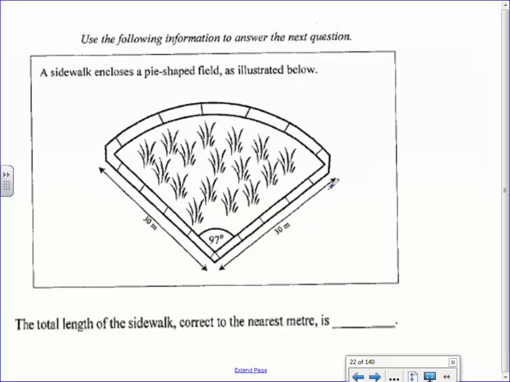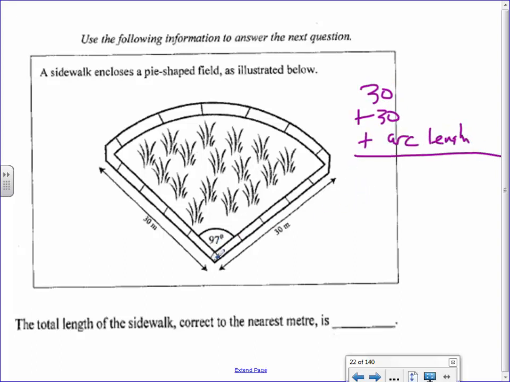By the way, dash 130-1, this is an old diploma question. So here's the kind of question. You're supposed to figure out the total length of the sidewalk. What they've given you here is 97 degrees around a baseball diamond in like the corner here. And you've got two sides like this, both 30 meters. And then there's this curvy section right here. The final answer to this is going to be 30 plus 30 plus your arc length.